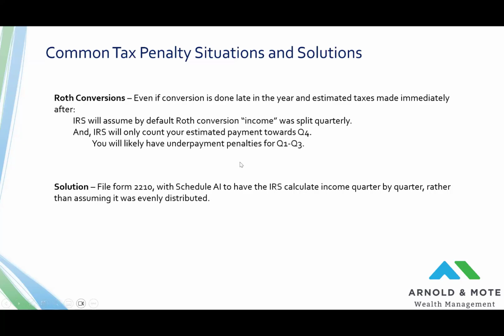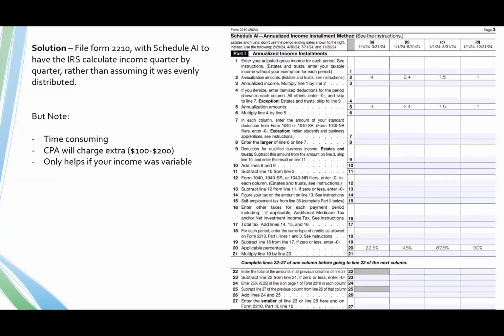And so in the first quarter, maybe you only made $10,000, second quarter you only made $10,000, third quarter only $10,000, but that fourth quarter you made $100,000, and you can force the IRS to not work on their general assumptions and instead show specifically how your income was split up. And so this is a screenshot of that schedule that you have to fill out.